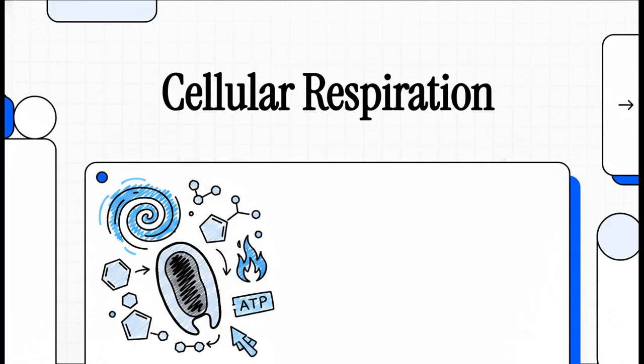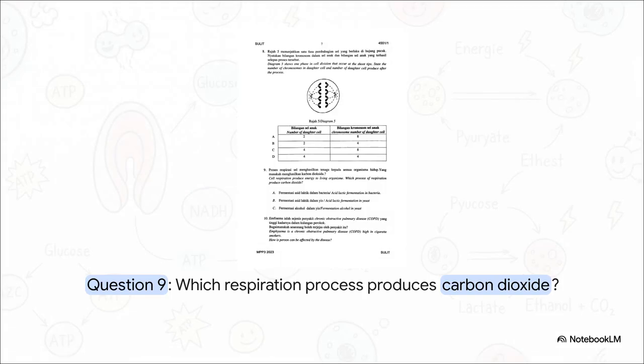Let's get into it. Okay, let's jump right into this trial question from the Terengganu paper. Question 9 simply asks, which process of respiration produces carbon dioxide? And we're given three options. Option A is lactic acid fermentation in bacteria. Option B is lactic acid fermentation in yeast. And option C is alcohol fermentation in yeast.